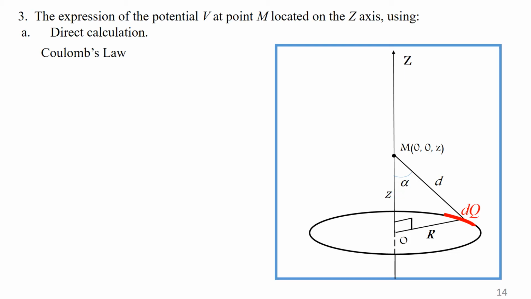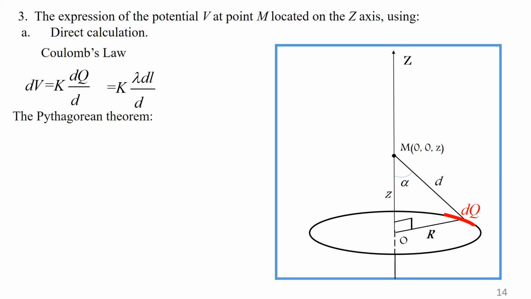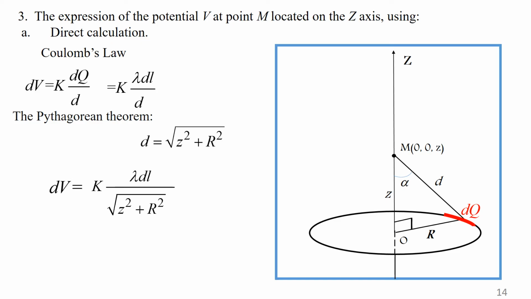Now the expression of potential V at the same point using Coulomb's law. It's very easy here. Why? Because V is not a vectorial quantity, it's a scalar quantity. So dV equals k dq over d, we replace dq by lambda dl, we replace the expression of d, and for V without discussion we use the integral of dV.